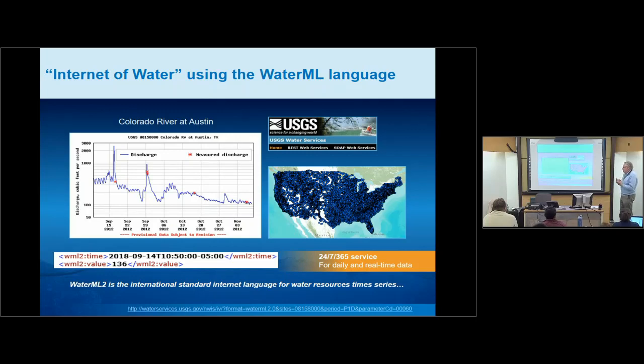Now, another piece of this is called the Internet of Water. So there's a language called the water markup language, and this is what it looks like. So this is the Colorado River at Austin, actually. So continuously, instead of just looking at web pages, machines talk to machines. And for water, they use this language, the water markup language.